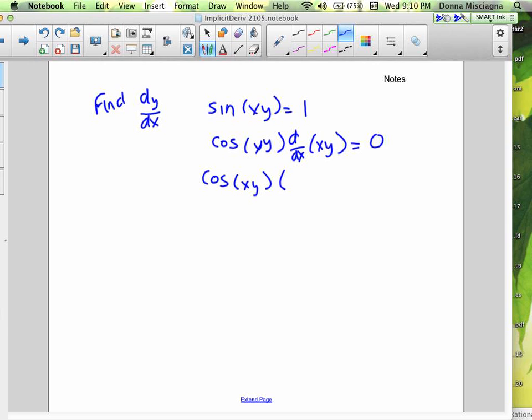is going to be the first, which is x, times the derivative of the second. The derivative of y is dy dx, plus the second, which is y, times the derivative of the first one. The derivative of x is just 1, equals 0. So now that product is multiplied by cosine xy.